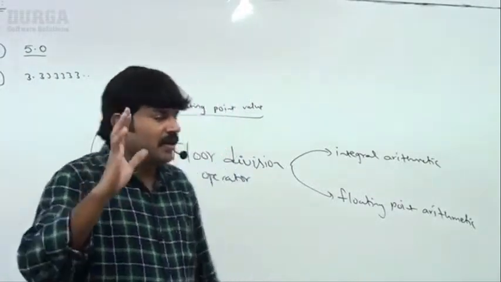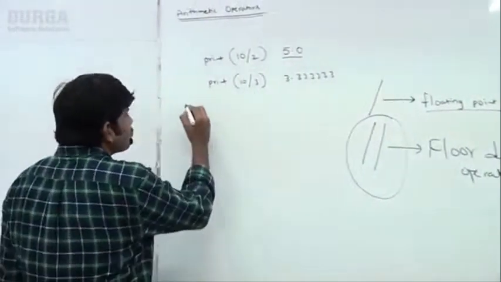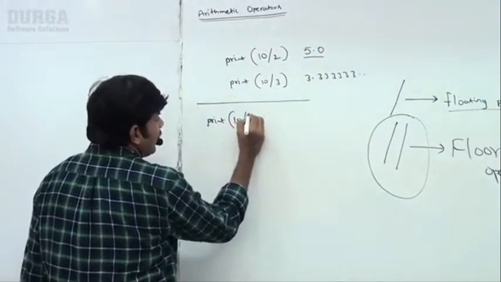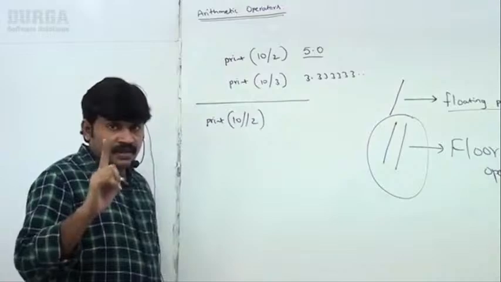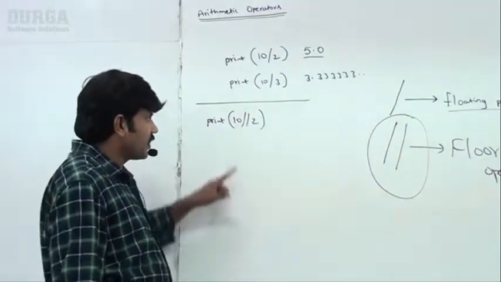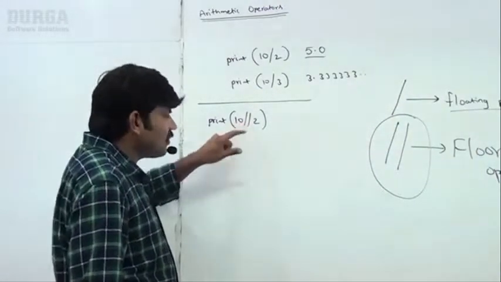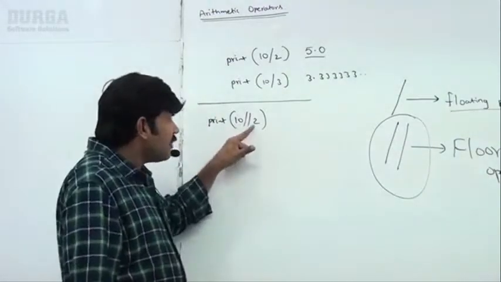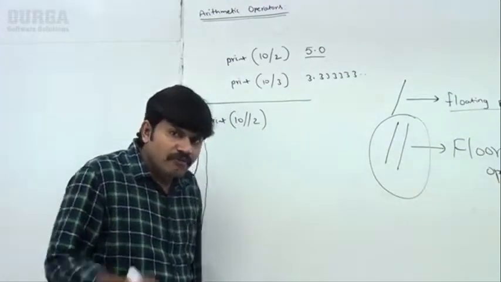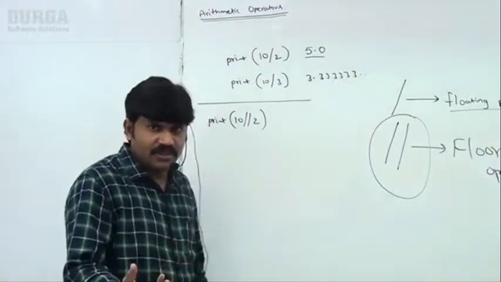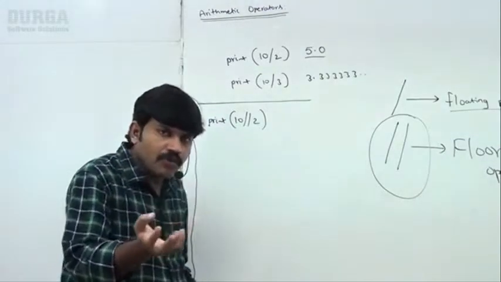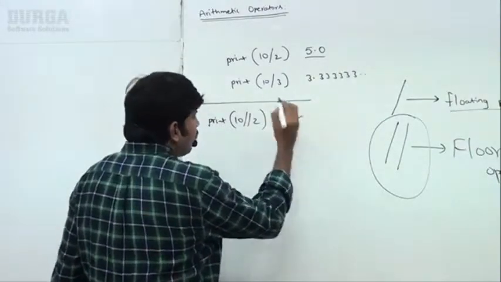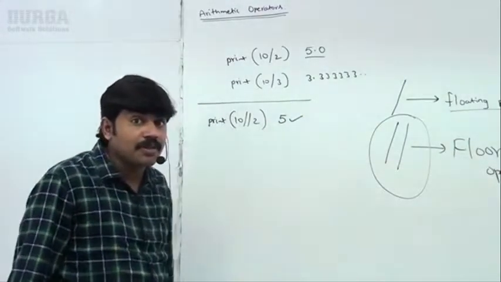Sir, what is the behavior? Let me show. Observe very carefully. Here I am taking print of 10 floor division 2. Both arguments are int type, so the result is always int only. 10 by 2 is usually 5. The floor value is always 5 only. If it is a whole number, the floor value is the same number. So the answer we get is 5, but not 5.0. Remember this.